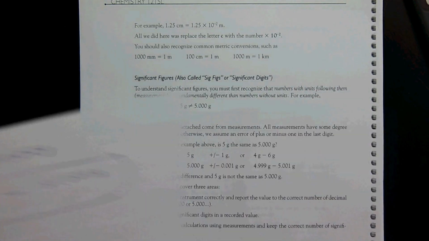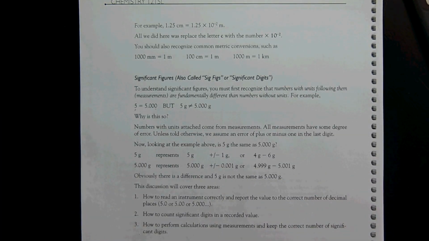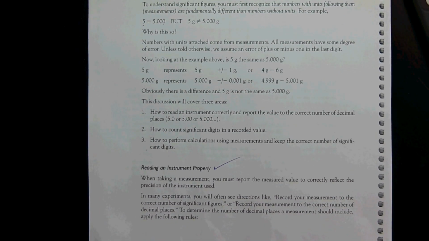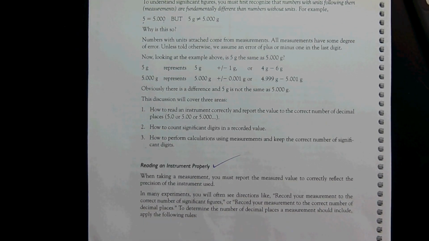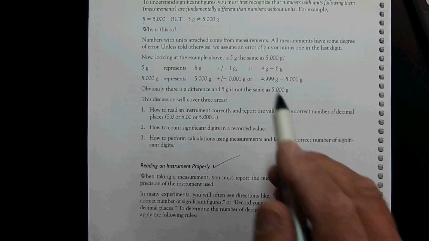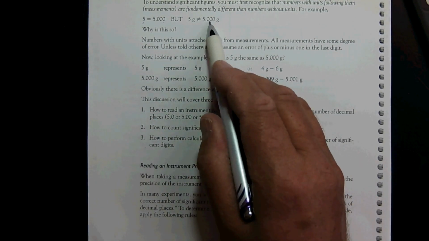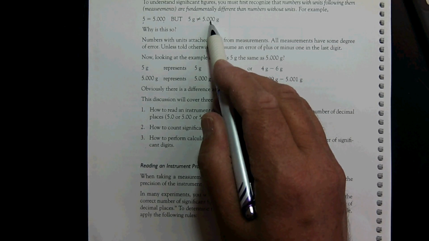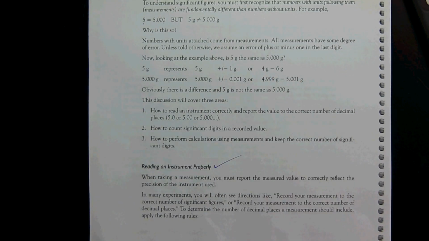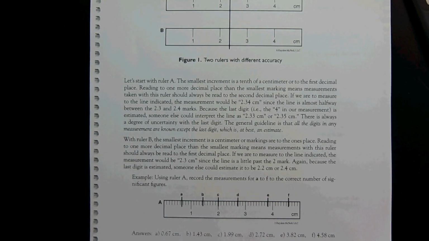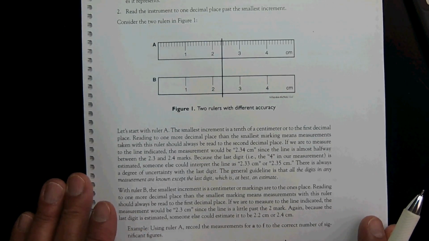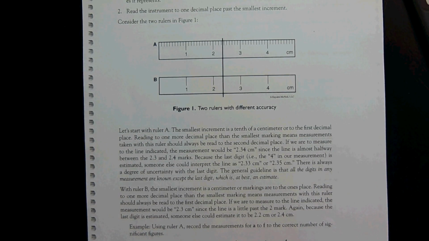So, what we're going to do here, 3 parts of sig figs. First, we're going to go through how do you read an instrument properly? When you're the person making the measurement, you have to figure out, do I record the measurement to 1 decimal place, 2 decimal places, 3 decimal places? So let's go into that. If you look at page 17 of your lab manual, it has these pictures here of a couple of rulers. These are centimeter rulers.